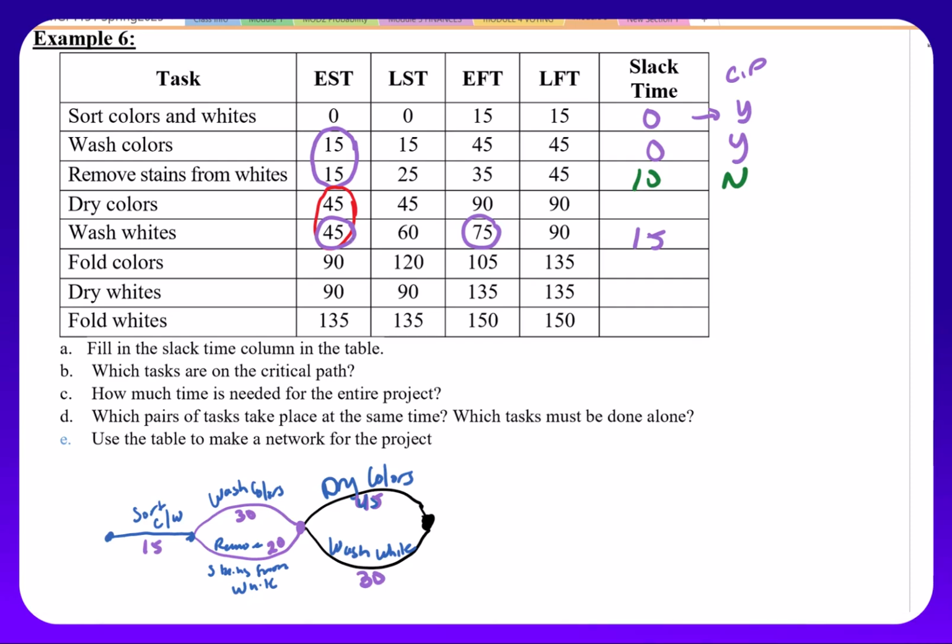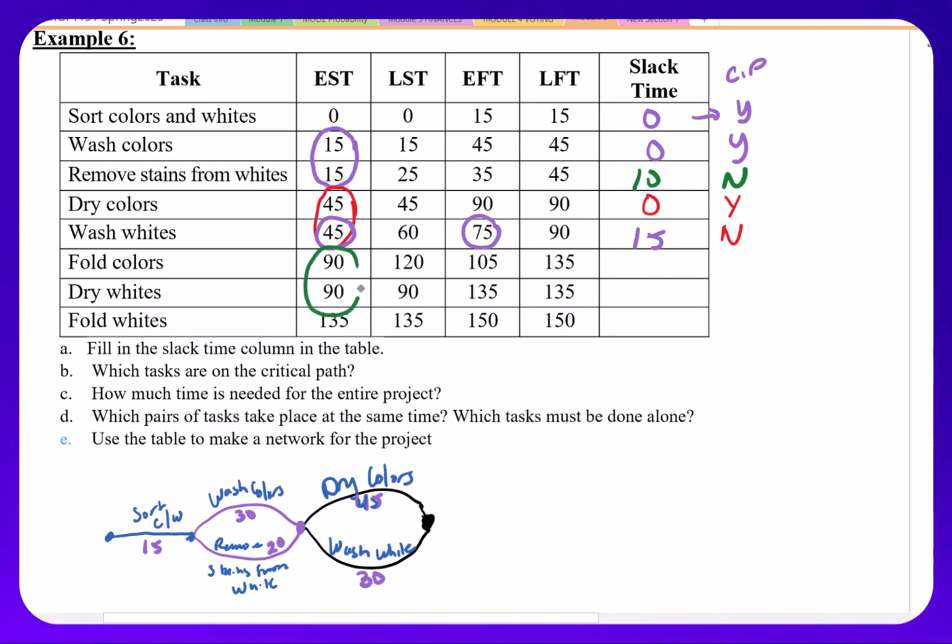I think it's easier to look at the graph. Drying my clothes is my critical path. Washing my whites is not. Because again, if it's on the critical path, there is 0 slack time for that piece.